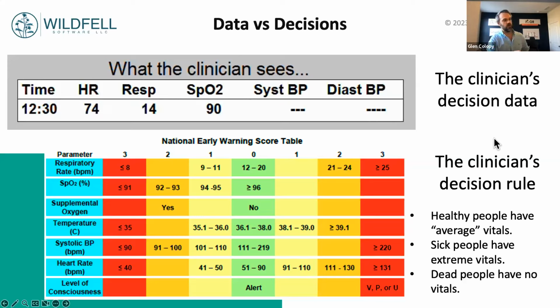And the intuition behind this is that healthy people have average vitals. So you're expecting them to fall somewhere in the middle. Sick people have more extreme vitals. So as you get sicker, your vitals deviate from normality. And of course, dead people have no vitals. And so the idea is that as people become sick, you want to catch them as those vital signs become more extreme. And that is your early warning score.